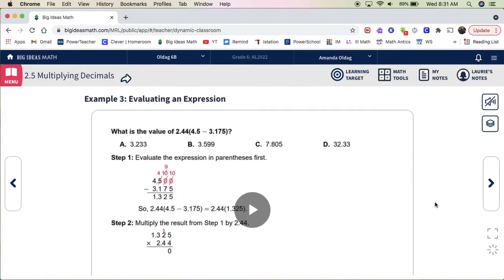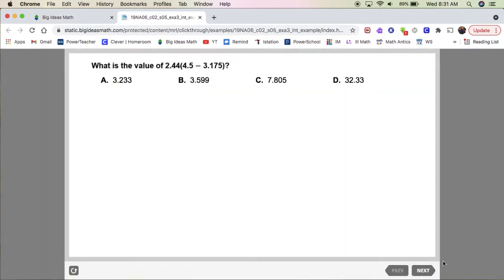All right. What if we have an expression? Which means we're going to have parentheses sometimes. So remember, we follow the order of operations. We solve what's in the parentheses first. Remember, if you have a number and then another number inside the parentheses next to each other, that means you're going to multiply those two things together. So first we're going to do the parentheses. Notice how they added those zeros so we could subtract. You can't change the order of it because it's subtraction. Bring down that decimal point, regroup.